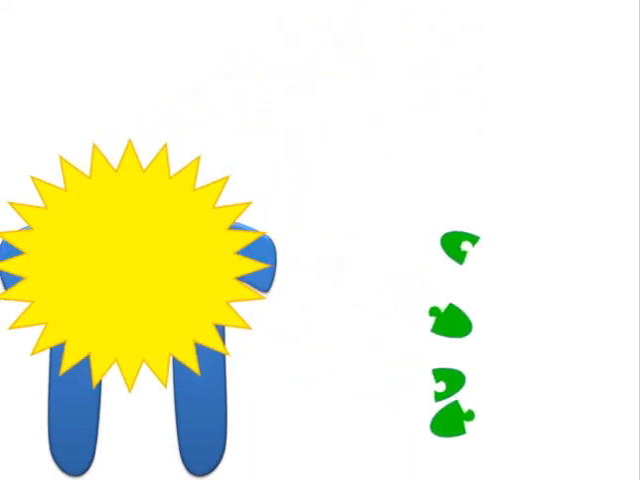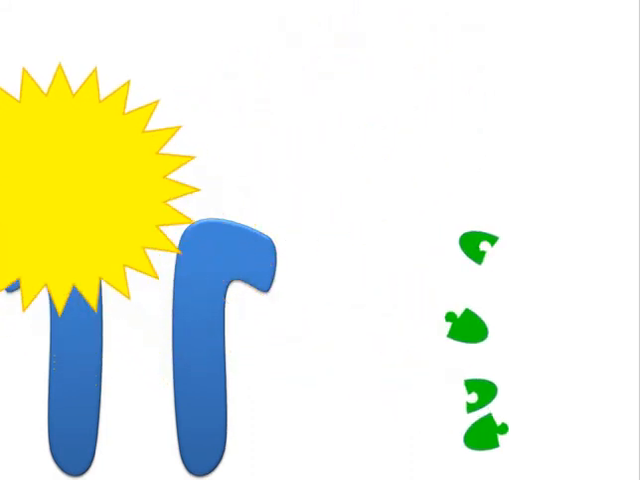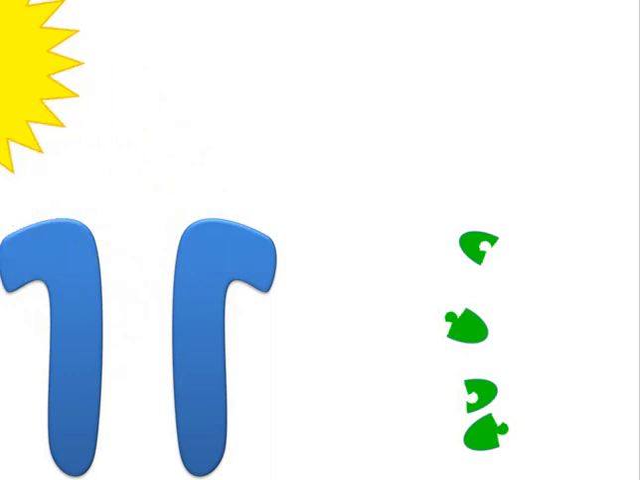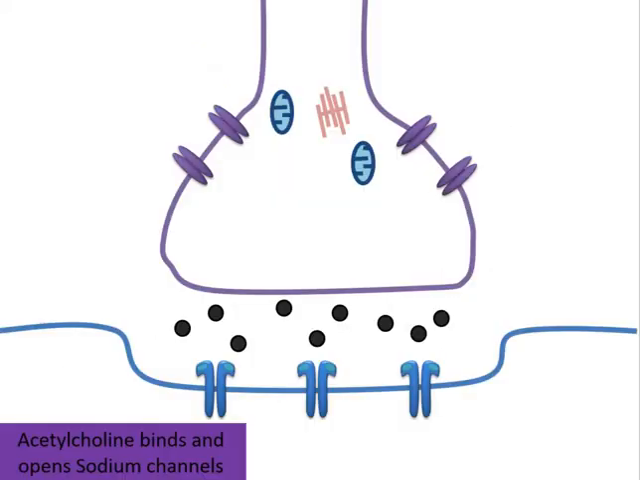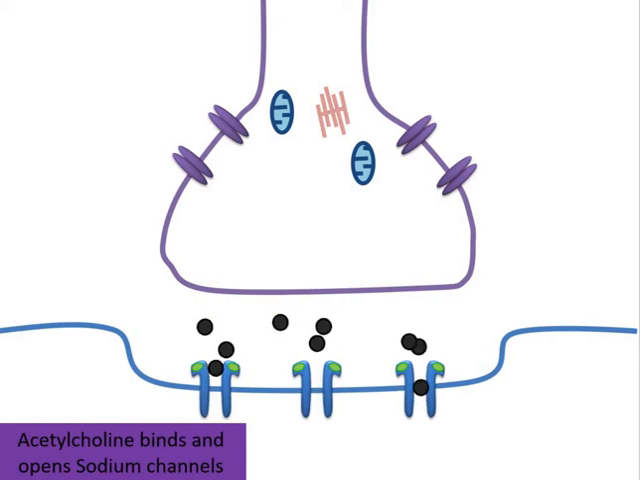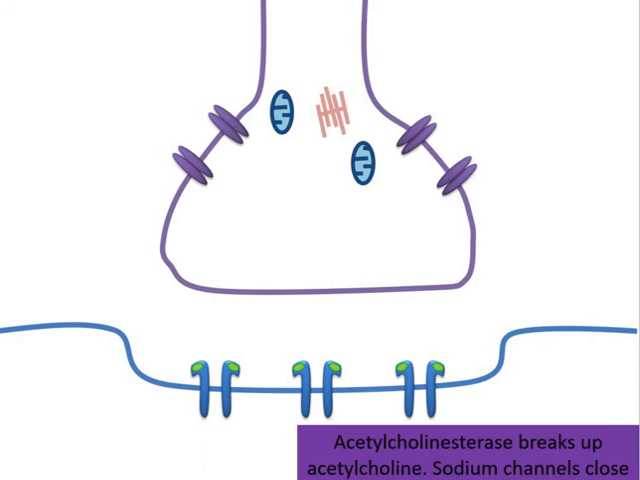So the enzyme's going to come along, and that's going to break apart the acetyl and the choline into its separate parts. Okay, this is then going to cause the sodium channels to close, and then the acetyl and the choline are going to diffuse back across the cleft by normal diffusion, and then we can recycle them, so we can reuse them, otherwise we've used it up. Sodium's gone in. Now we're going to break down the acetylcholine, with the acetylcholinesterase.